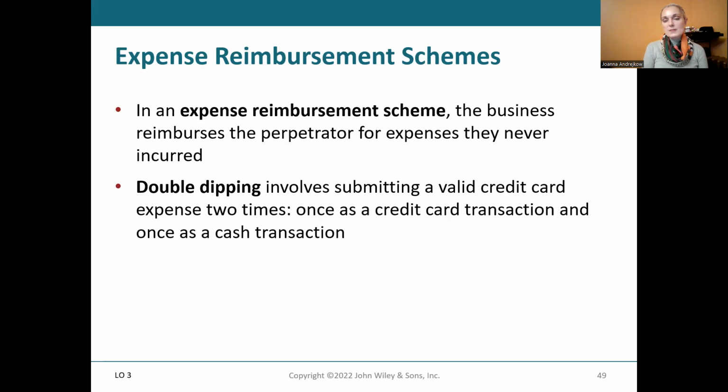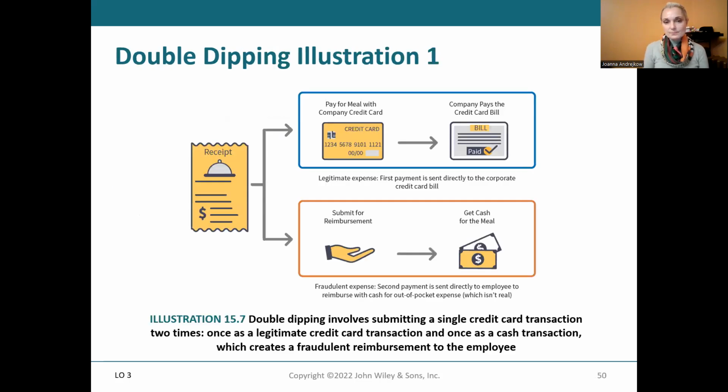It involves submitting a valid credit card expense two times, once as a credit card transaction and once as a cash transaction. So here's an example of double dipping. You pay for a meal with a company credit card. The company pays the credit card, but you also submit the same meal as a cash reimbursement and you get cash for the meal.